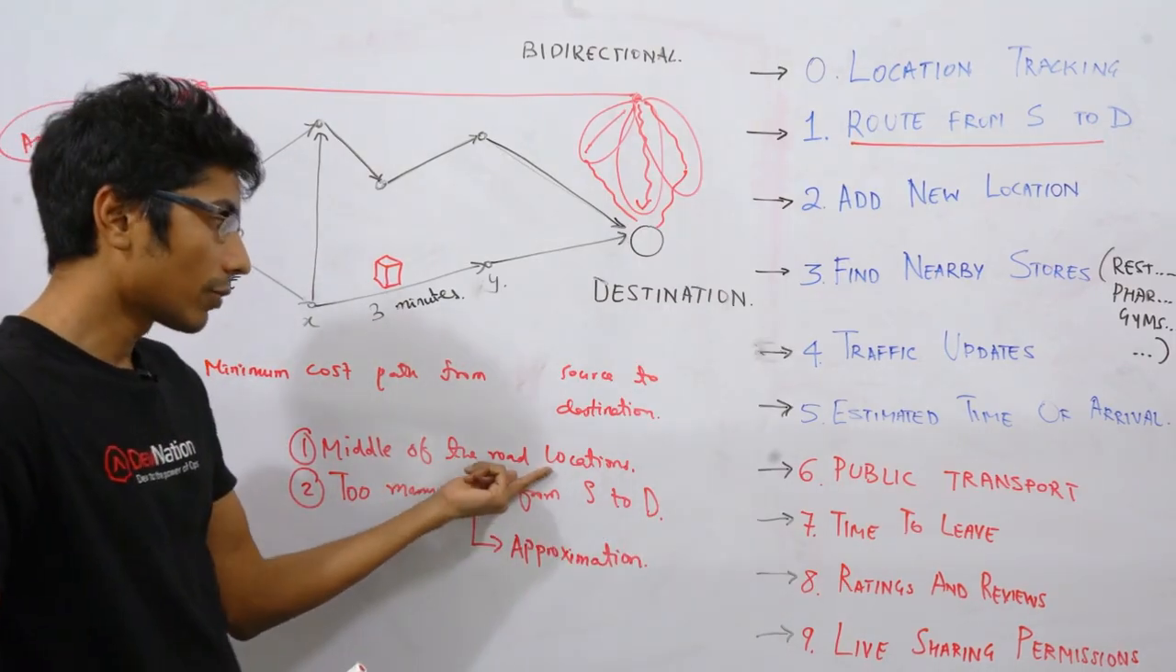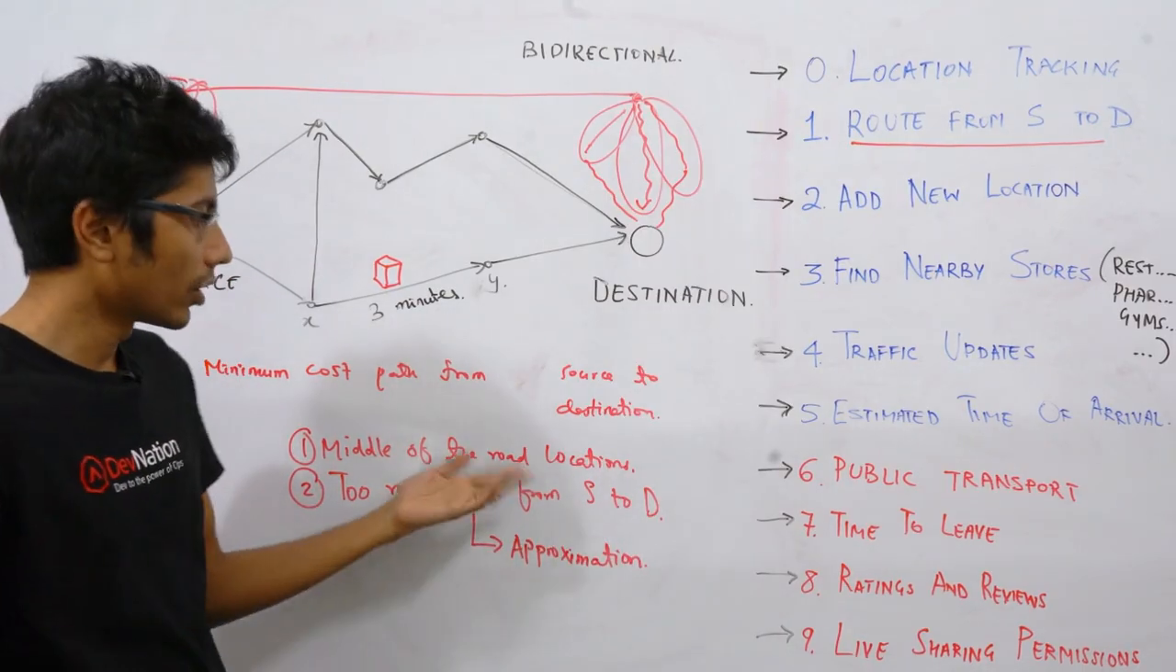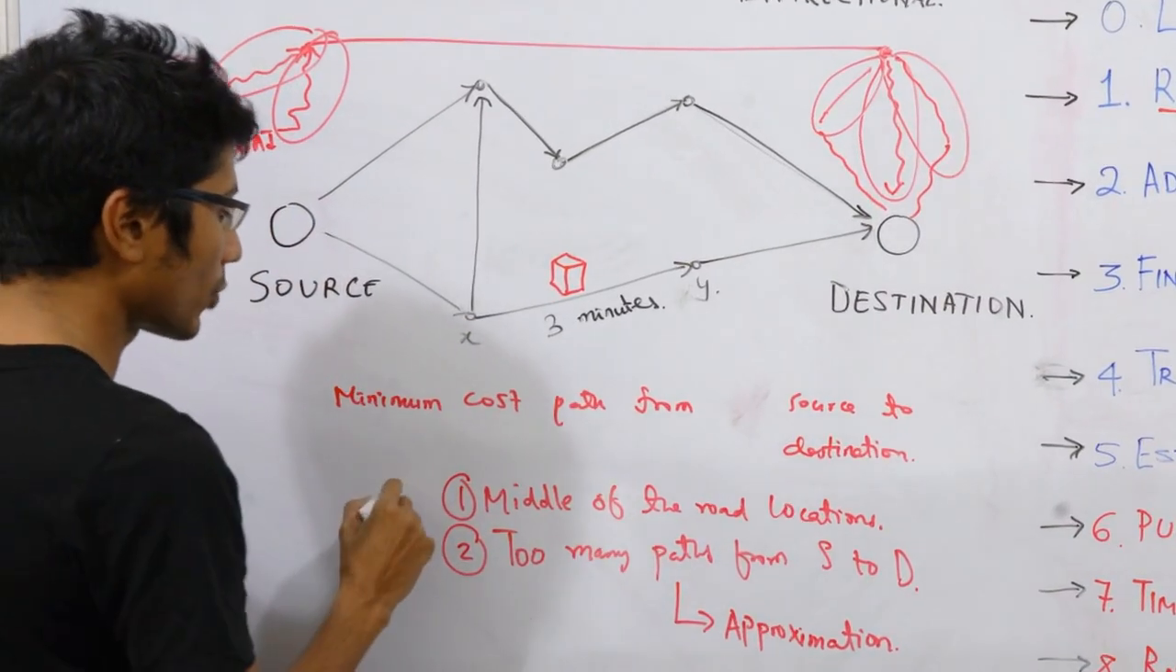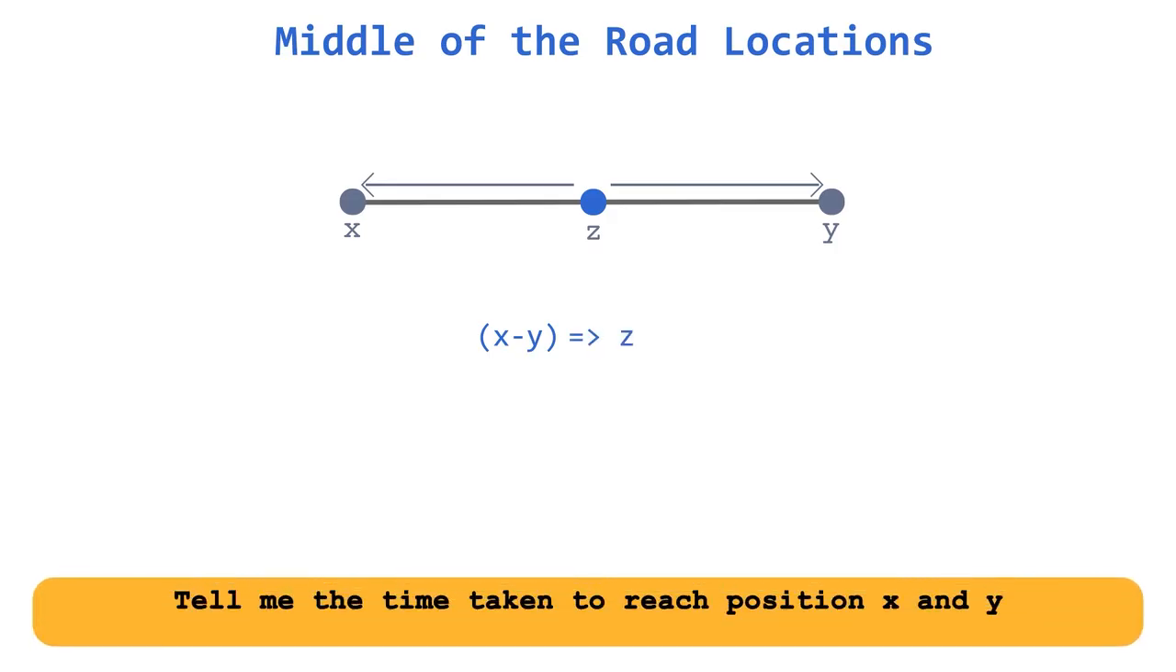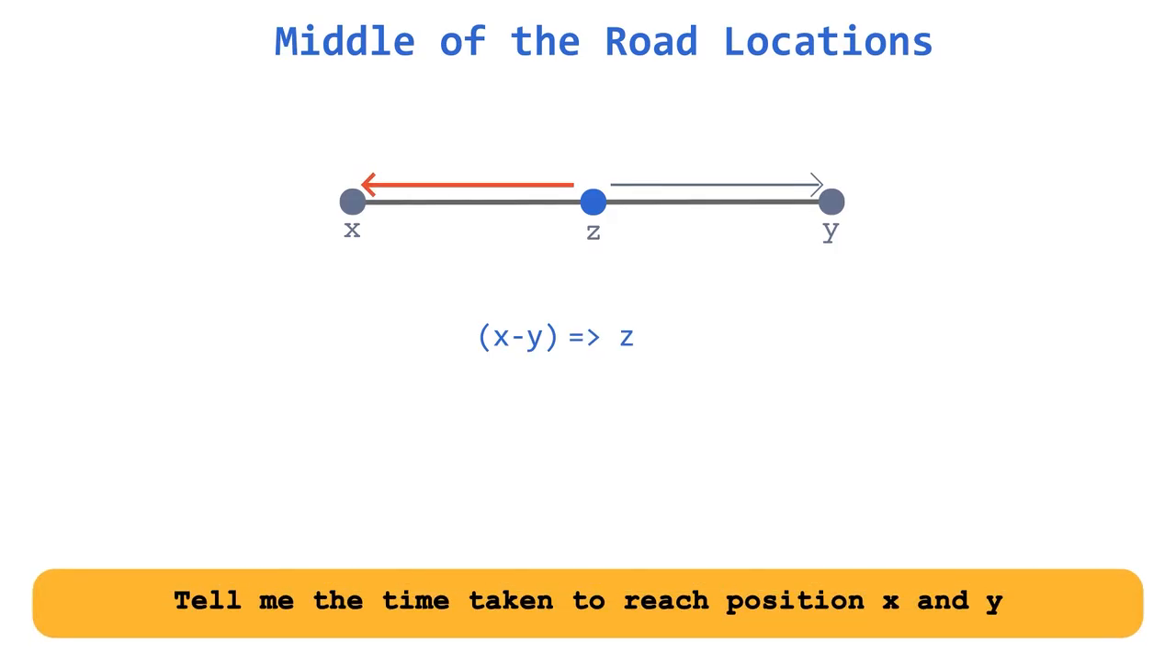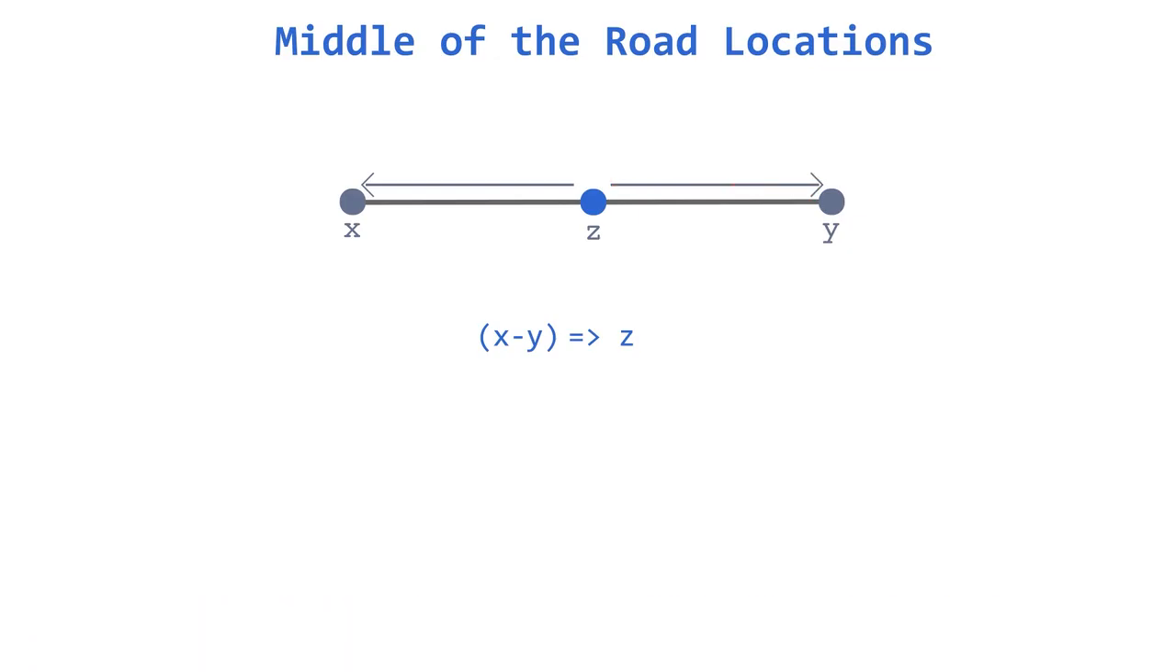And there is another problem, of course, that the source and the destination may be in the middle of the road. So let's tackle the first problem. This is rather simple. If you are in the middle of the road, we will take an approximate time that it takes from this position to reach a corner point of the road. Let's say this is road X to Y, and you are at a location Z. Then I'm going to say, tell me the time taken to reach position X and reach position Y. These are two things that you need to do. So you get two times over here.